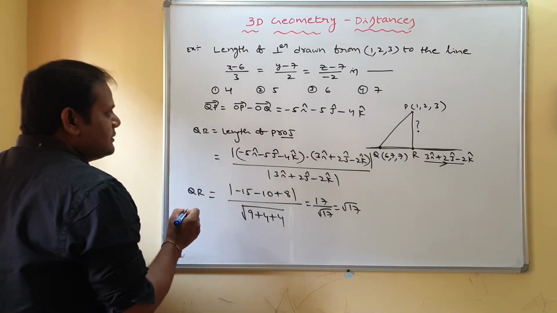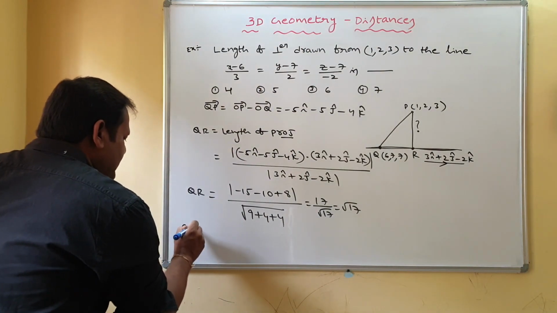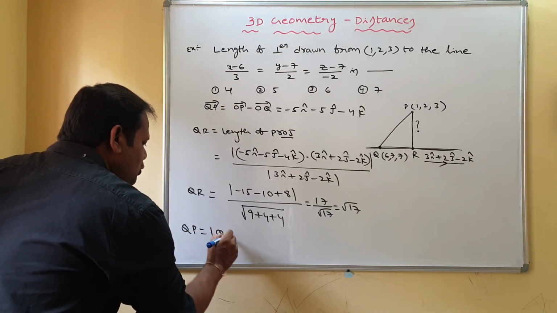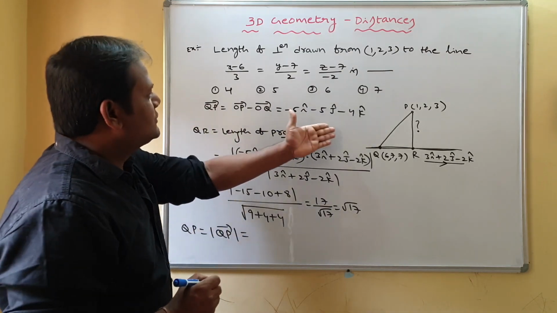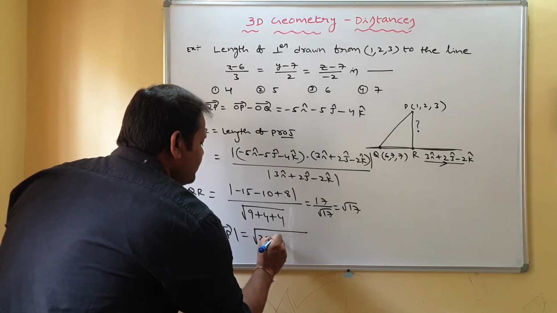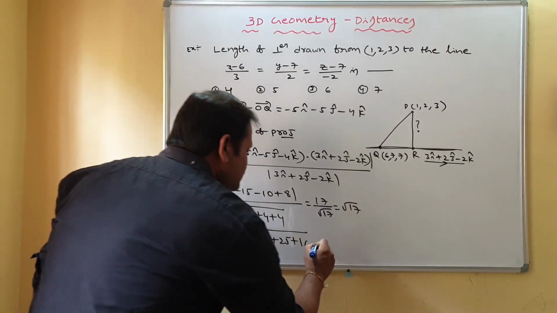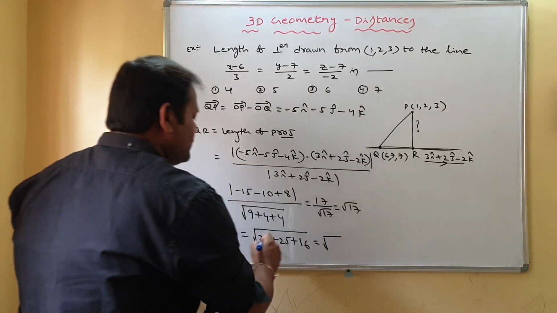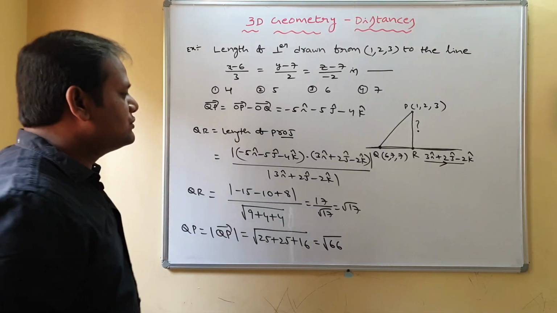Can you tell the length QP? QP length means mod QP bar. Yes, we know the QP bar vector. So mod QP bar, what is it? Root over 25, 25 and 16. So what is this? It is root of 50 plus 16, so 66. It is root 66.